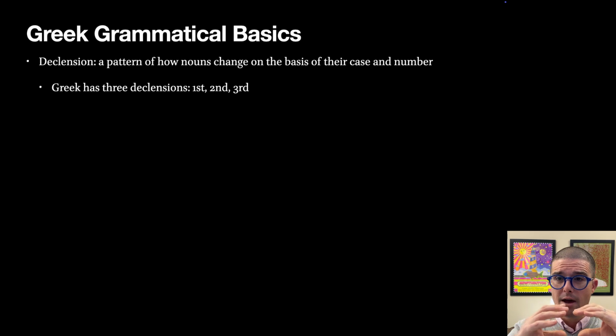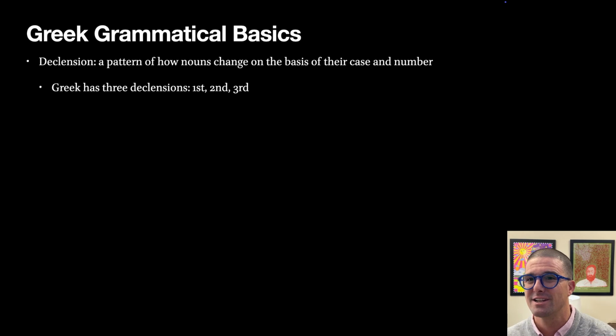And then nouns come in three large groups or declensions. A declension is a pattern of how a noun changes on the basis of its case and number. So we're going to have three sets for us to memorize in our Greek journey to be able to know what the case is in that particular declension and what the number is in that particular declension. So we have the first declension, the second declension, and the third declension. And we're going to start not with the first declension. We're actually going to start with the second declension. So that's what you have to look forward to next.